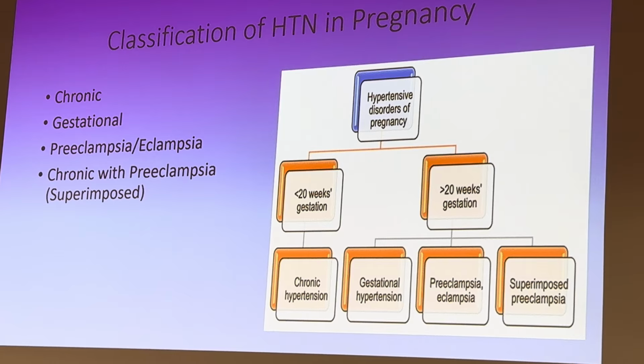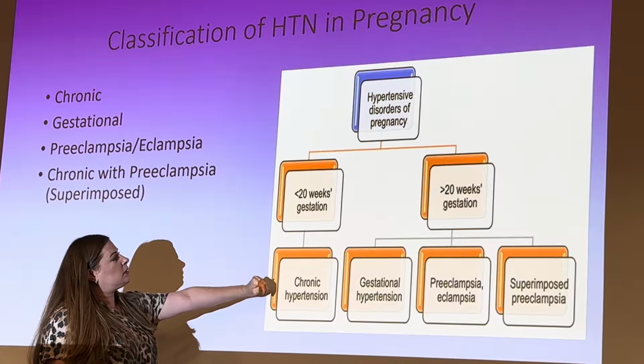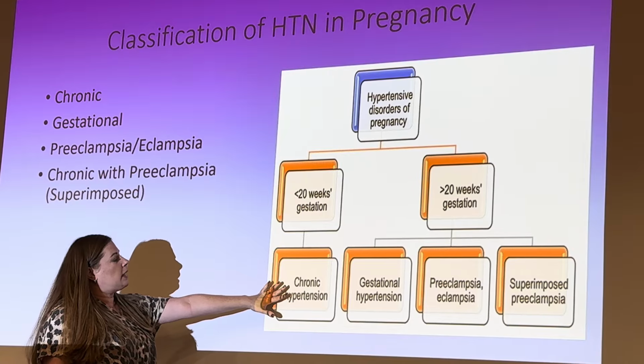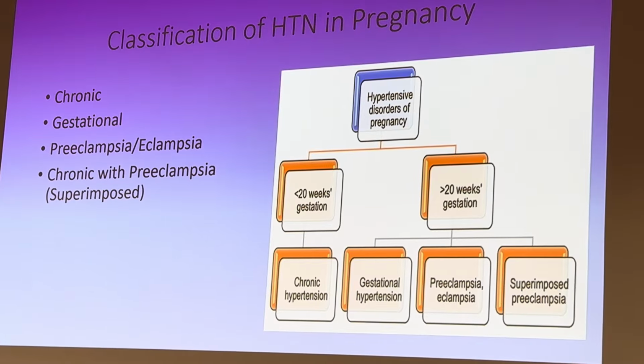So I like this little algorithm here, flow chart. It kind of shows you. So less than 20 weeks gestational for diagnosed. So let's say you have a patient that comes in and they just found out they're pregnant and they're 8 weeks and their blood pressure is 150/90. That's probably chronic hypertension. But it still needs to be taken on 2 separate occasions, at least 4 hours apart, to be diagnosed as hypertension.